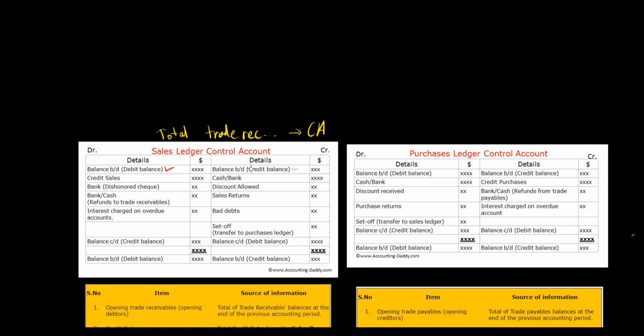Once you read the chapter, I hope it becomes clear. There will usually be a debit balance. Sometimes there will also be a credit balance, but the debit balance is the more common thing. This definitely has to be there, a debit balance.